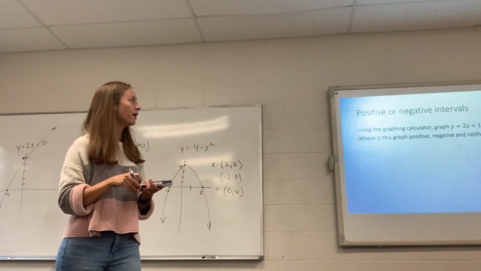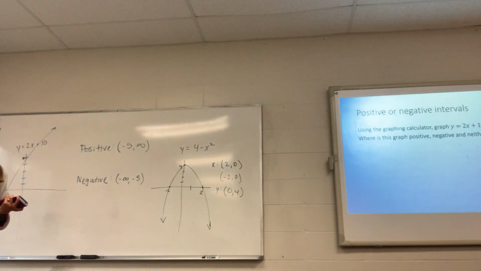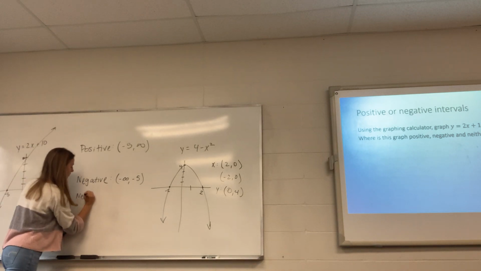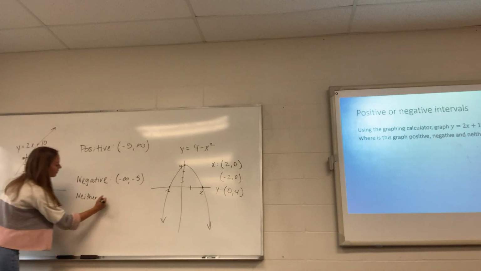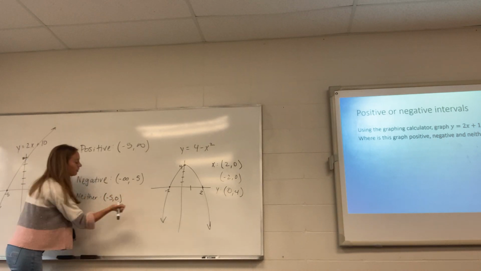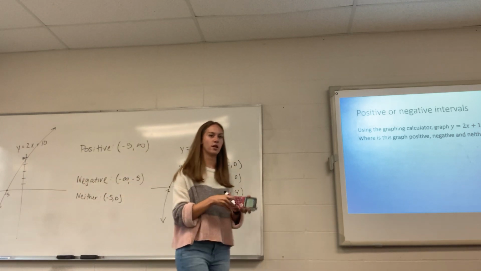Okay? And then where do you think that this is, so we figured positive, negative, but where is it neither? Cooper, what do you think? -5 and 10. So right here it's positive, isn't it? Because it's above my x-axis. So it would just be the -5. So it's neither at this x-intercept, because x-intercepts aren't positive and they're not negative, they're neither. So it would be neither at -5, 0. Okay, so neither at your x-intercept, okay?